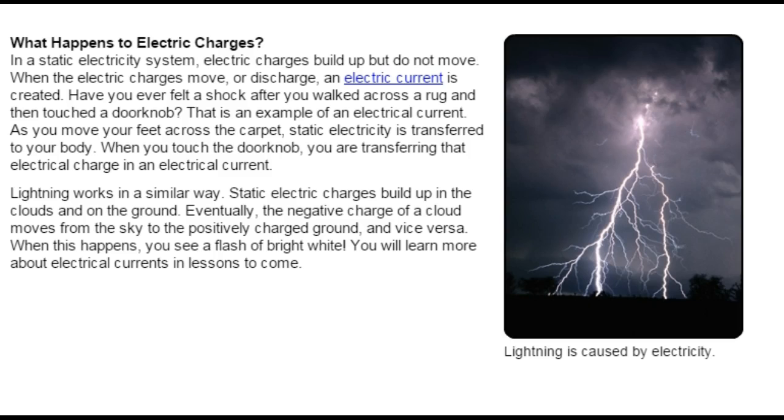Lightning works in a similar way. Static electric charges build up in the clouds and on the ground. Eventually, the negative charge of a cloud moves from the sky to a positively charged ground, and vice versa. When this happens, you can see a flash of bright white. You will learn more about electrical currents in lessons to come.